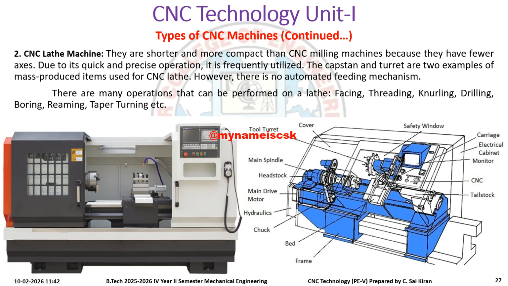And this is a sketch we have to draw in the exam if they ask. This is the safety window, carriage, electrical cabinet, monitor, CNC keyboard. This is the tailstock. This is the headstock. This is our main spindle. This is the tool turret where the tools are placed. This is the cover to close, and these are our motors. The motors are below the headstock. These are the hydraulics, this is the chuck we will be using, this is the bed, and this is the frame of the CNC lathe machine.